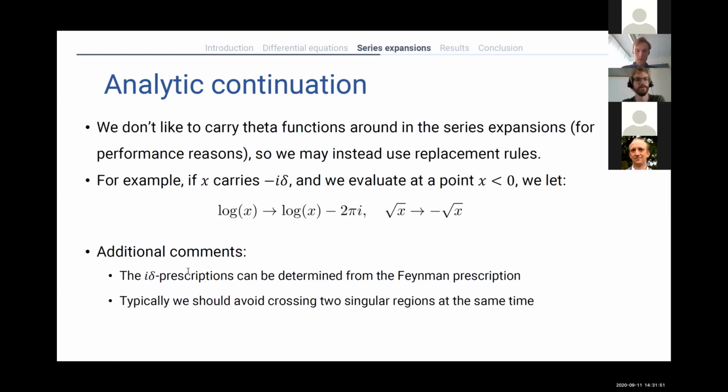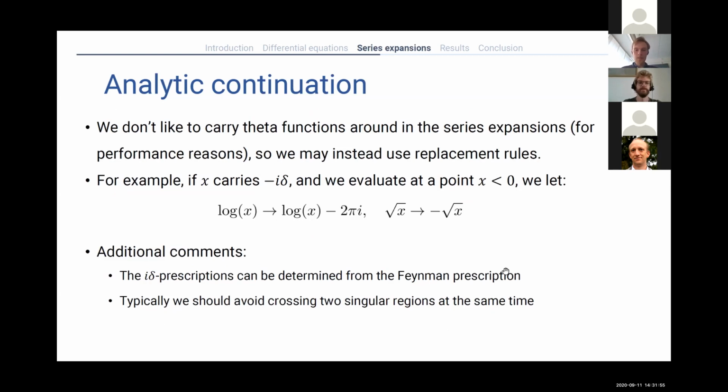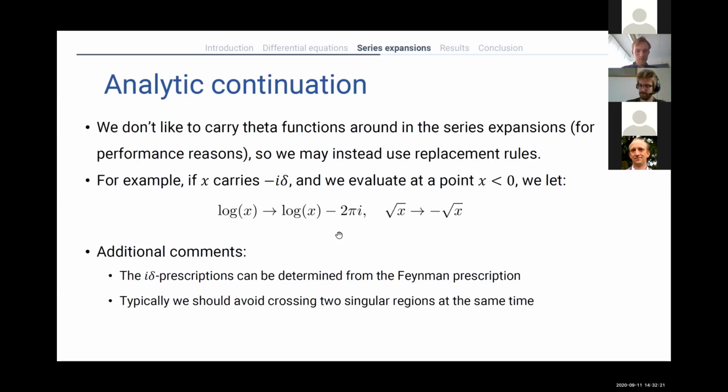Now, of course, the way that you determine whether x should carry a plus I delta or a minus I delta comes from the Feynman prescription. So in typical planar cases, you would assign the Mandelstam variables a plus I delta and the masses a minus I delta. And then you simply look at in which direction you're going on the line. If you're going in a positive s direction, for example, where s is a Mandelstam variable, you would want to give x a plus I delta. Right, that's basically how that works.